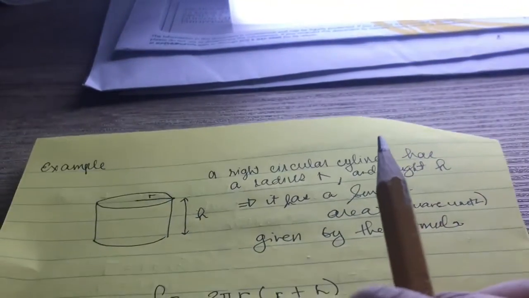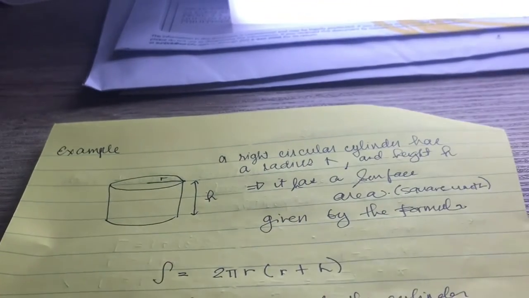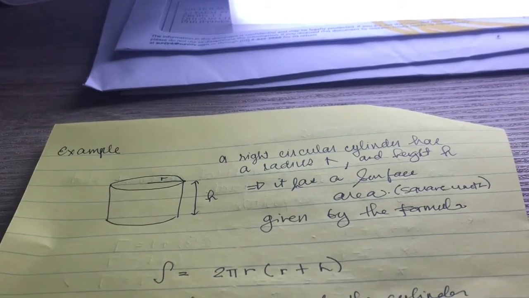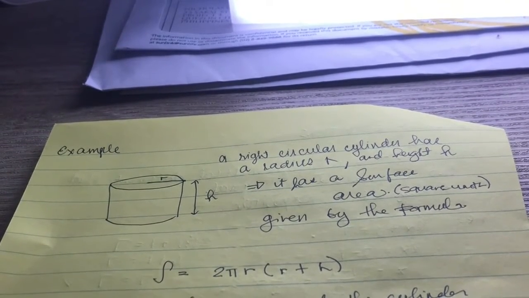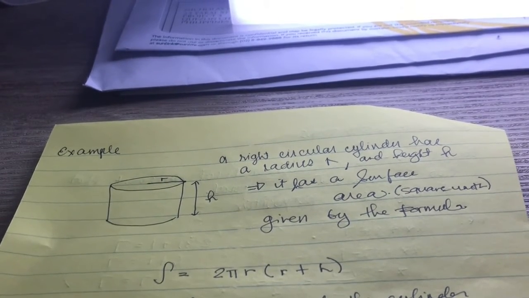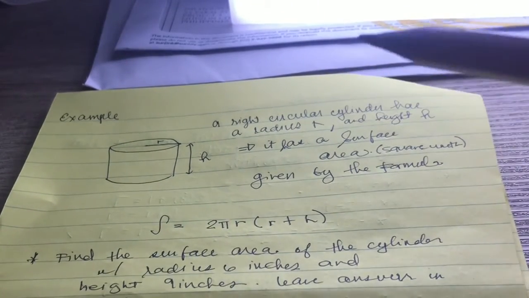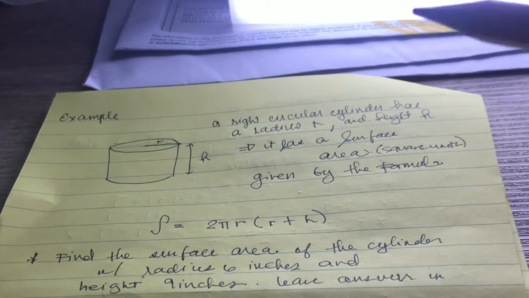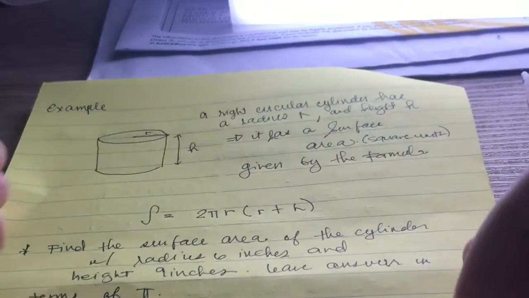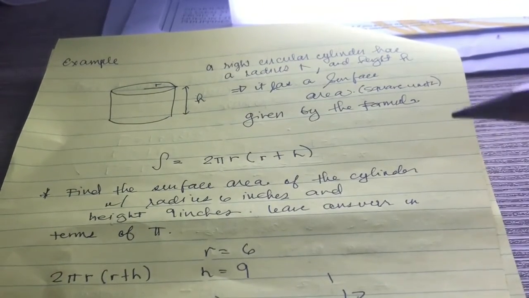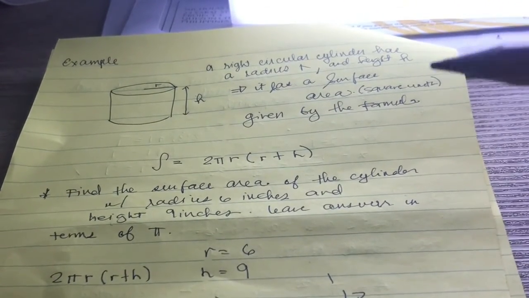I have another example here. A right circular cylinder has a radius of r and a height of h. It has a surface area S in square units, given by this formula: S is equal to 2 pi r times the sum of r and h. We want to find the surface area of the cylinder with a radius of 6 inches and a height of 9 inches. So how do we do that?